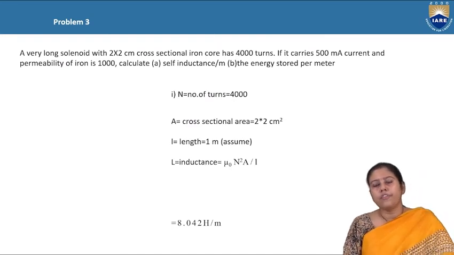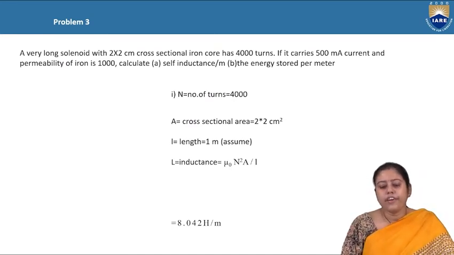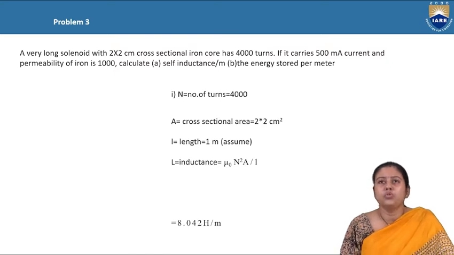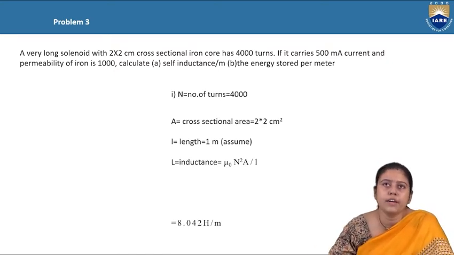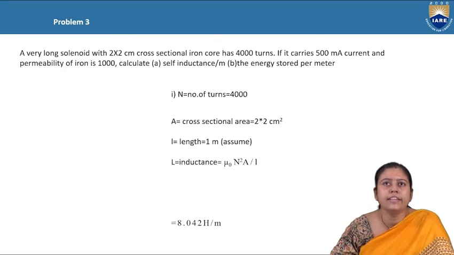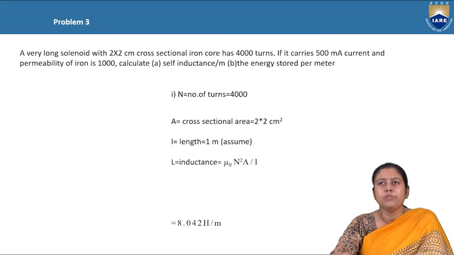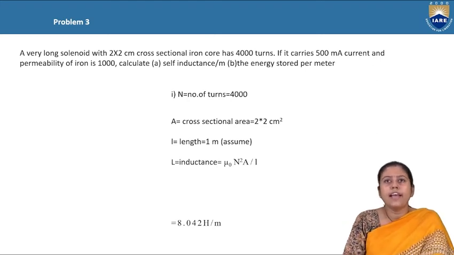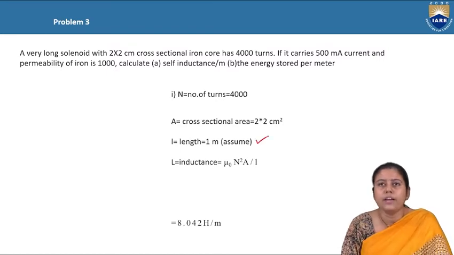Now we are going to problem number 3. A very long solenoid with 2 into 2 centimeter cross-sectional iron core has 4000 turns. If it carries 500 milliampere current and permeability of iron is 1000, calculate the self-inductance per meter and the energy stored per meter. So here length is not given. So we are thinking the length is 1 meter.